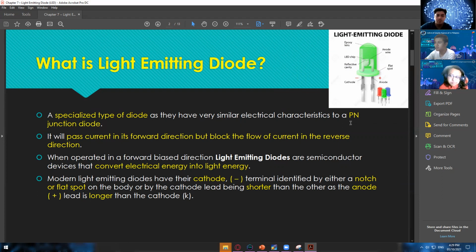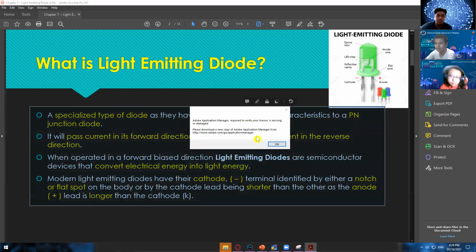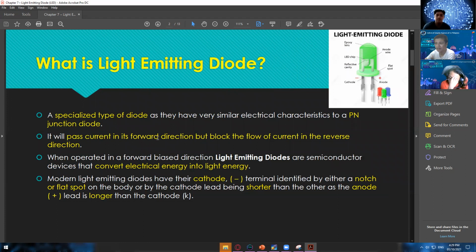Okay, this one is also, of course, polarized. So we have a PN junction, positive and then negative. The same idea, it will only pass a current if it's in a forward bias or forward direction, and it will block the current completely if it's in a reverse bias direction. When operated in forward bias direction, light emitting diodes are semiconductor devices that convert electrical energy into light energy. The shorter one is the negative one or the cathode, and the longer one is the anode or the positive side, or the positive pin.